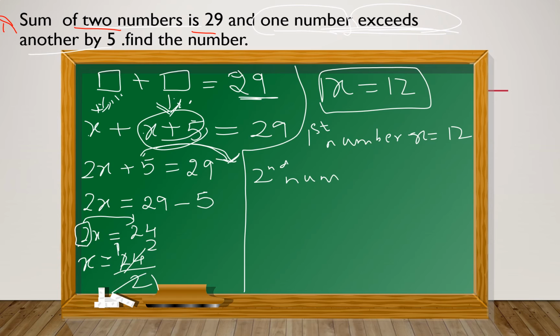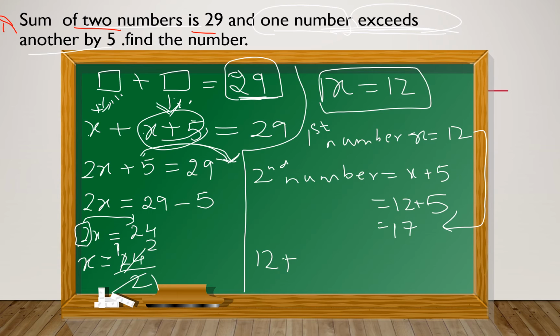Second number is equal to x plus 5, that means 12 plus 5, which is 17. Now first number plus second number, we got the RHS as 29. Let's check whether the value of x is correct or not. The sum of two numbers is 29. First number is 12, second number is 17.